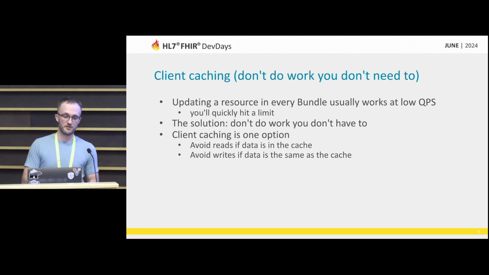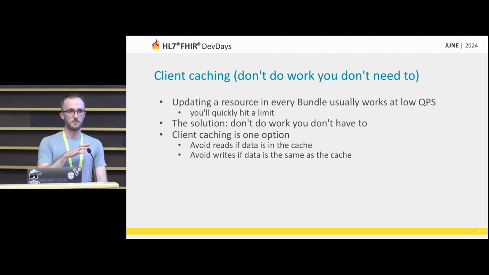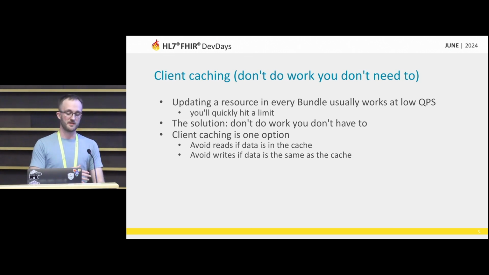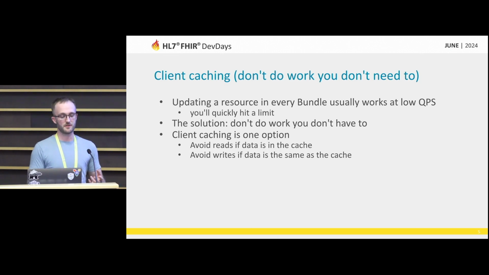But the first thing you need to look at when you're trying to write at high QPS is try to write at a lower QPS. Like I said, people will sometimes map from a specific message to a bundle. You don't always need to create every resource in that bundle every time. And so if you have a shared resource like an organization, like a practitioner, ask yourself, why am I writing this every time? Why am I mapping this out of the source data?